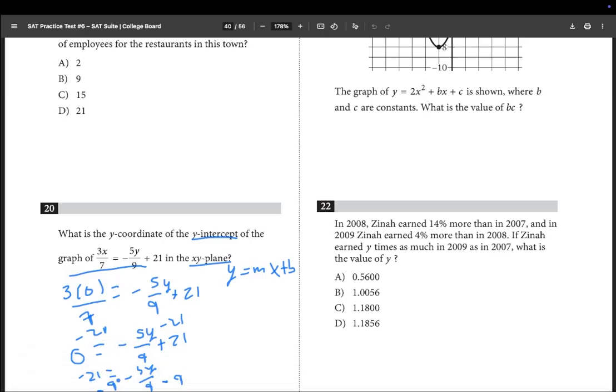So we're going to have negative 5y is equal to negative 189. Divide both sides by negative 5. And you get y is equal to 189 over 5, which is going to be our answer, as this is going to be our y-intercept.